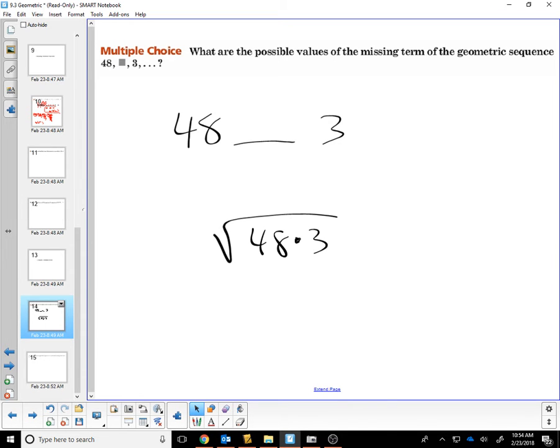Here, we'll give you a formula. We'll call this x, we'll call this y. The formula would be the square root of x times y. So in this case, it would be 12, right?